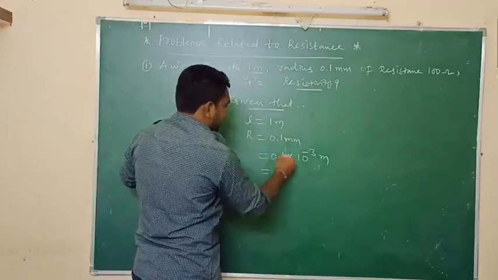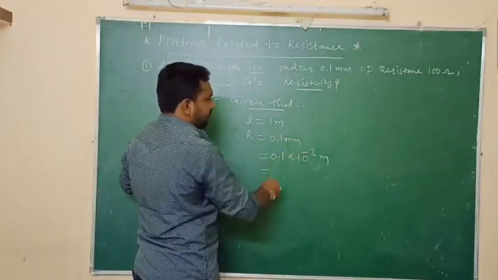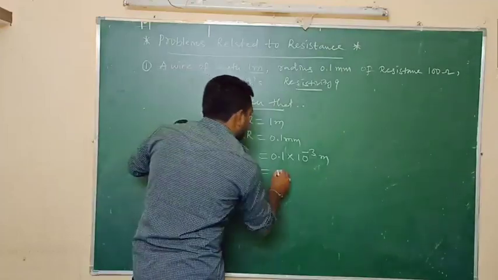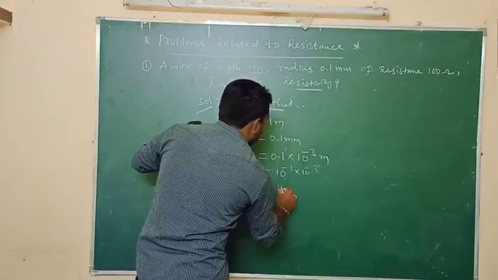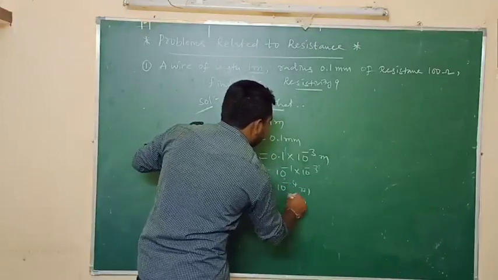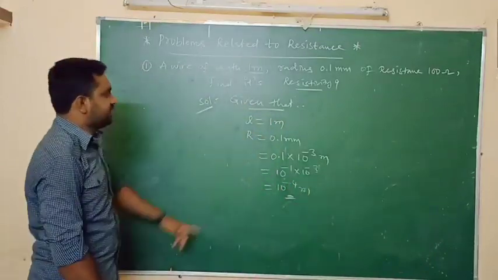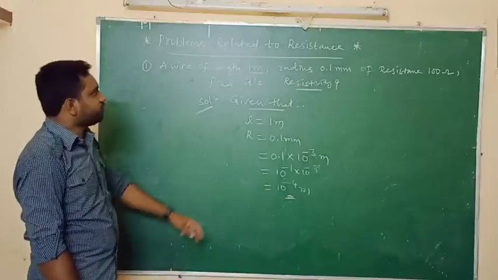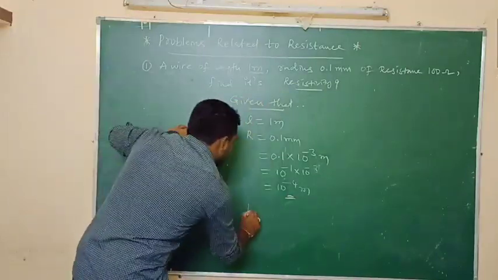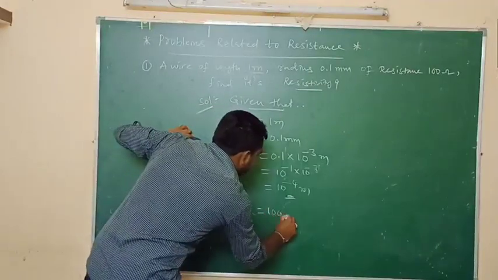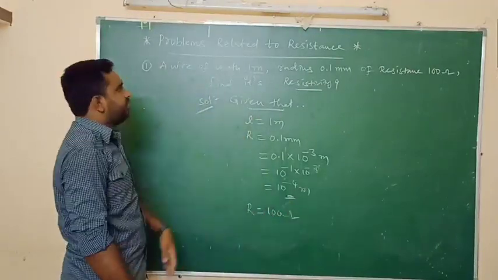Now 0.1 means 1 by 10, and 1 by 10 means 10 to the power of minus 1. So 10 to the power of minus 1 into 10 to the power of minus 3. Finally we get 10 to the power of minus 4 meters. So this is the radius of the wire. Now we have length and radius, and resistance is given: R equal to 100 ohms.